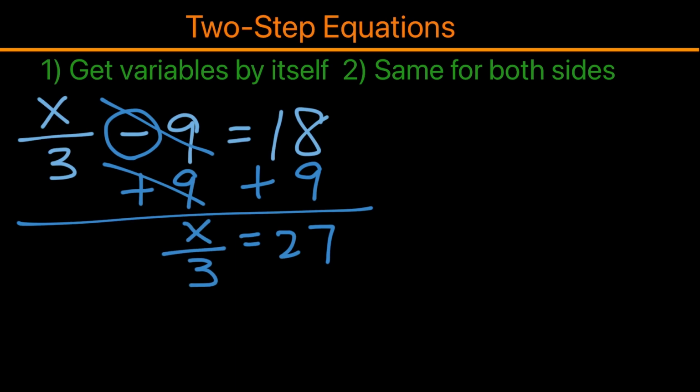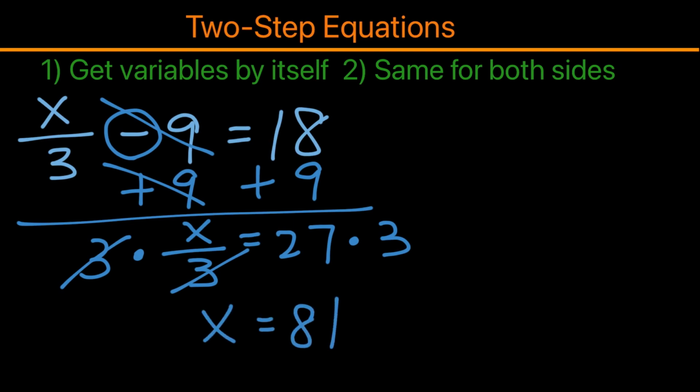Now how do we get x by itself in this case? x over 3 means x divided by 3. So we can multiply this by 3 and the same on this side. And this will cross out. So now we have x by itself. And 27 times 3 is 81. So we have x = 81.